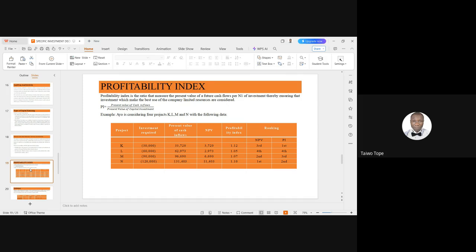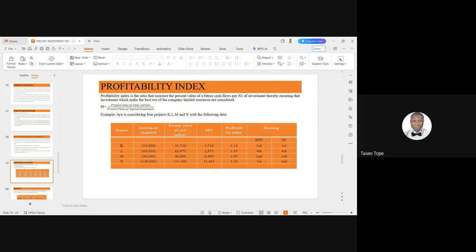So the point is this: we have a question that Ayo is contributing for projects K, L, M, and N with the following data. We have project K, the initial investment required is 30,000. The present value of cash inflows is 33,720. The NPV, as given in the question, is 3,720. The profitability index is 1.12, and then the ranking.